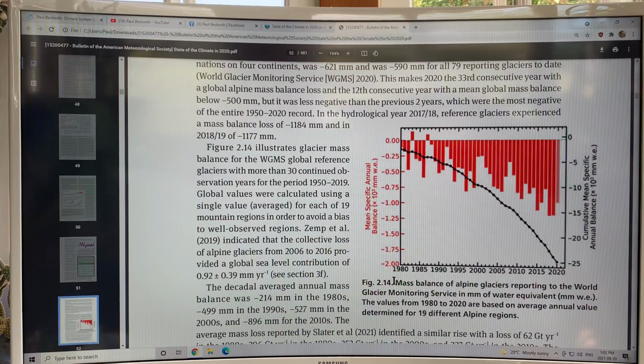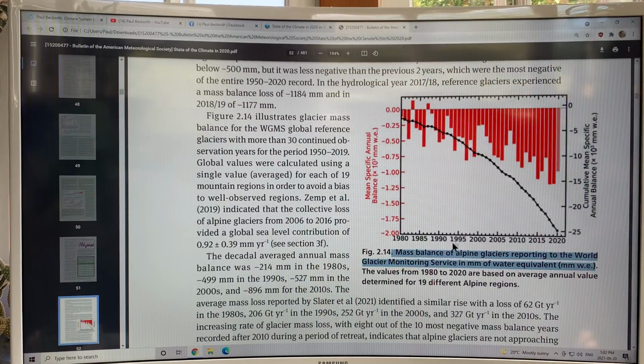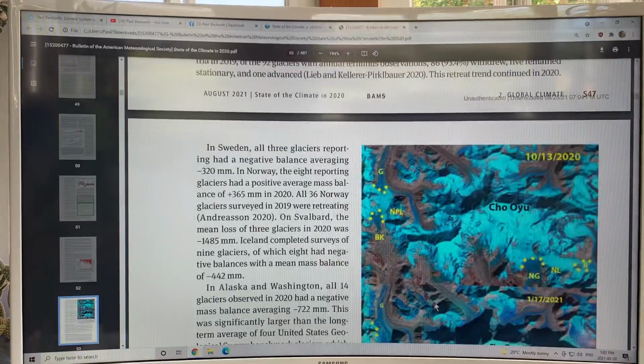This is the mass balance of alpine glaciers in millimeters of water equivalent. Okay, and this is what you can see. This is the mean specific annual balance, so loss of water equivalent, 1 meter water equivalent, and then the cumulative amount over the years. And for 30 odd years, we've been continuing to get strong loss of glacier ice. This is in the alpine regions of the world, the high elevation regions.